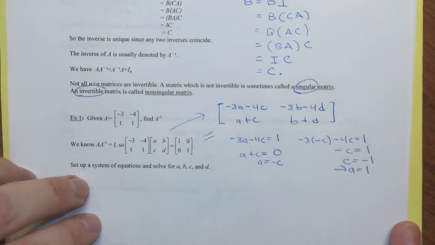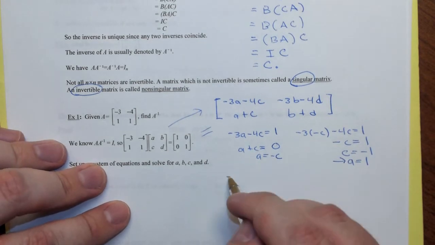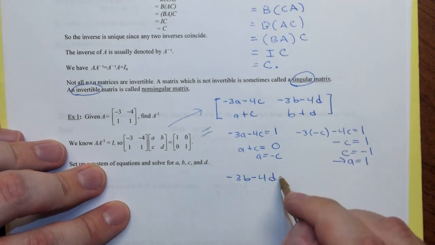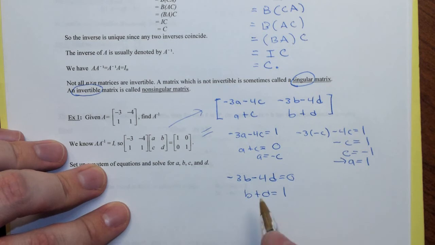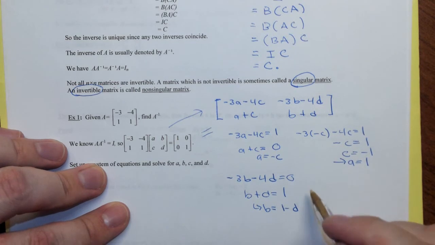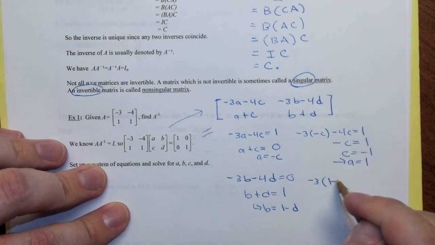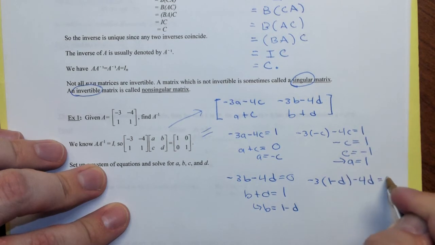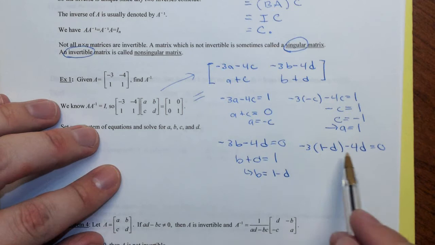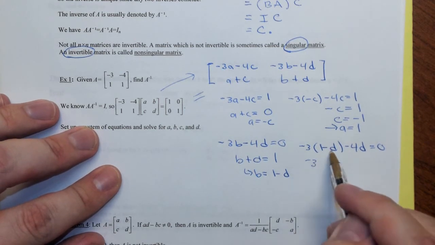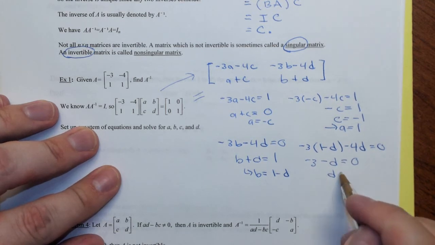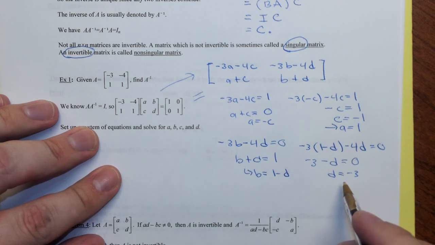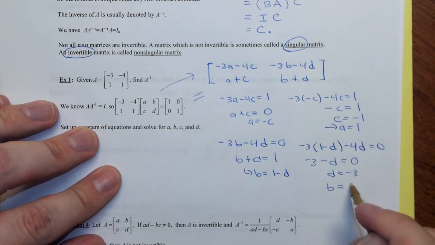I can do something very similar for B and D. Now be careful here. In the second column, the top entry is 0. Negative 3B minus 4D equals 0. B plus D is equal to 1. So solving the second equation for B, I get B is equal to 1 minus D. And let's substitute that into the first equation. So I substitute, I can distribute and simplify. Negative 3 plus 3D minus 4D is minus D, which must mean that D is equal to negative 3. And if D is equal to negative 3, B is equal to 1 minus negative 3, or 4.